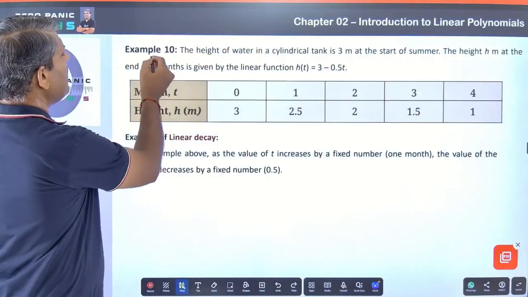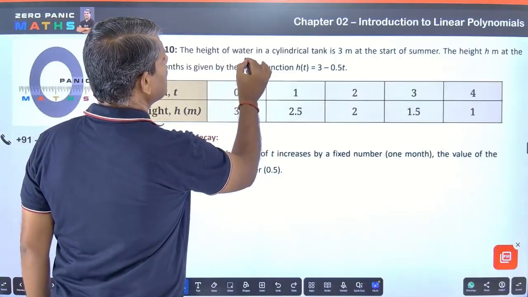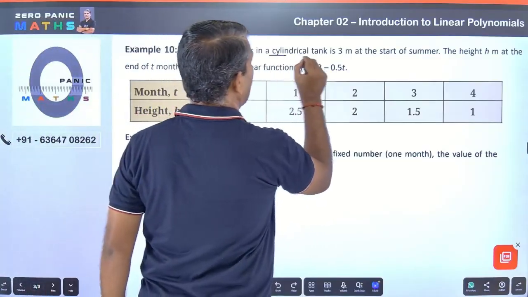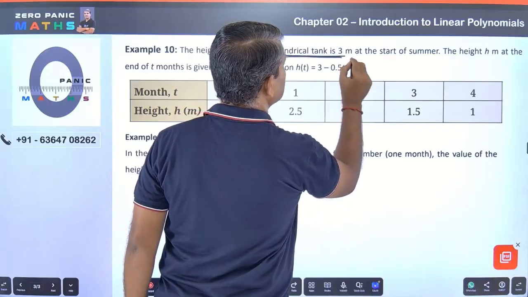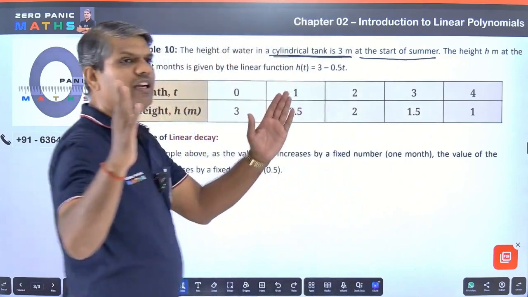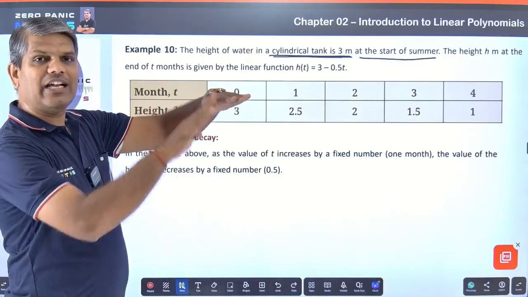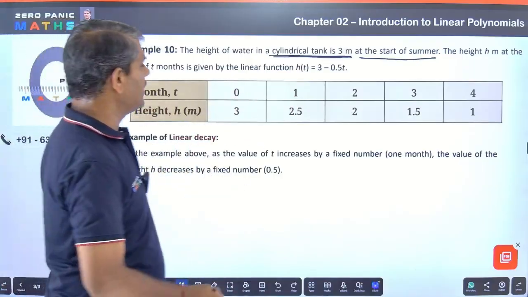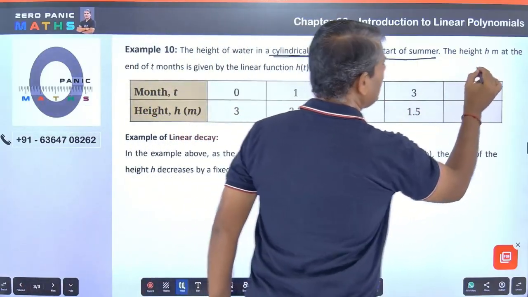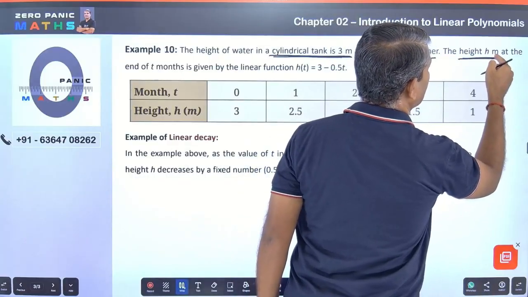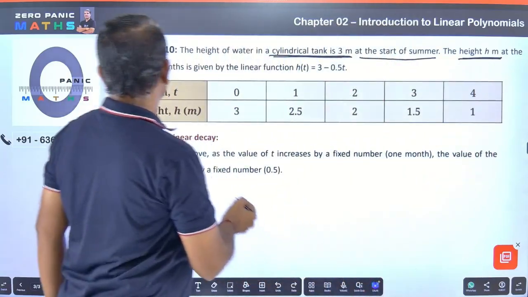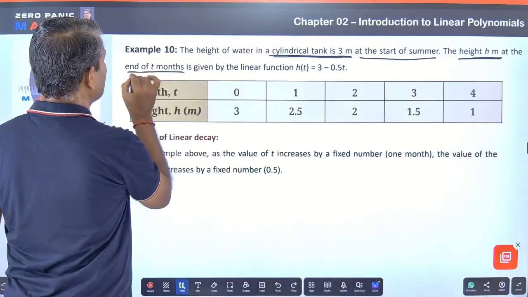Example 10 says, the height of water in a cylindrical tank. Assume that there is a cylindrical tank, and the height of water is 3 meters at the start of the summer. Initially it is 3 meters, so it is 0, 3 meters. The height h meters at the end of t months.